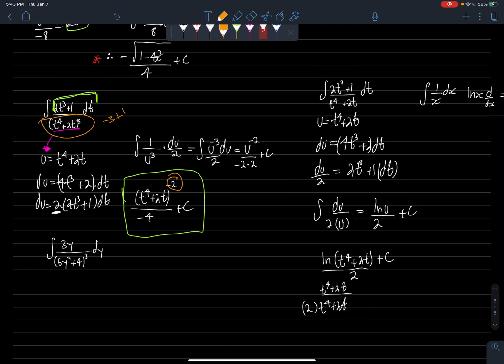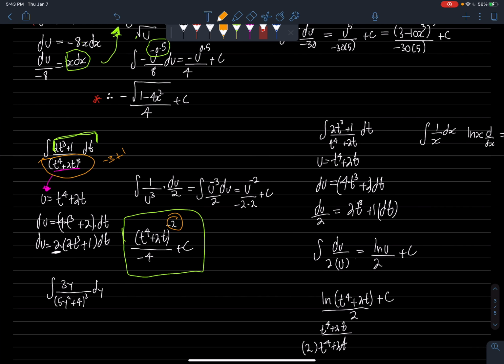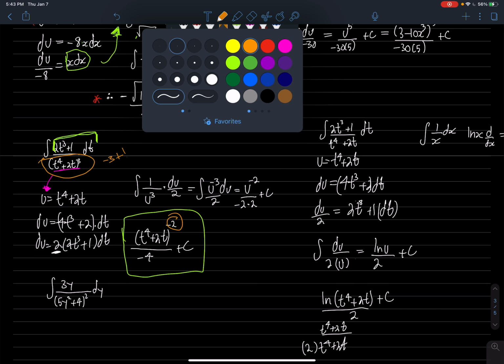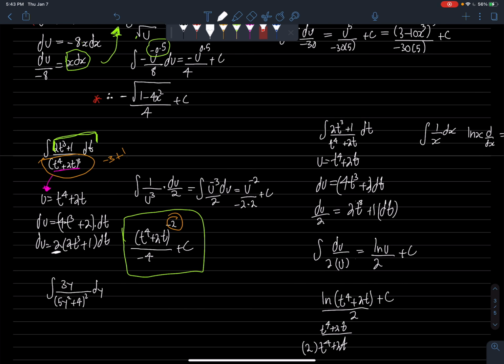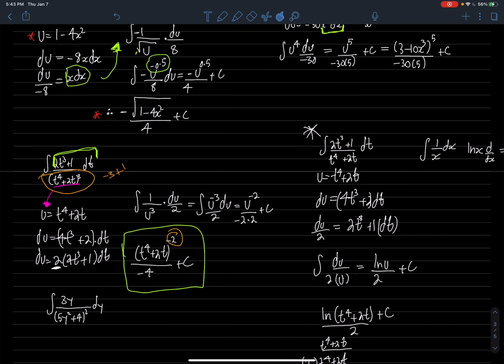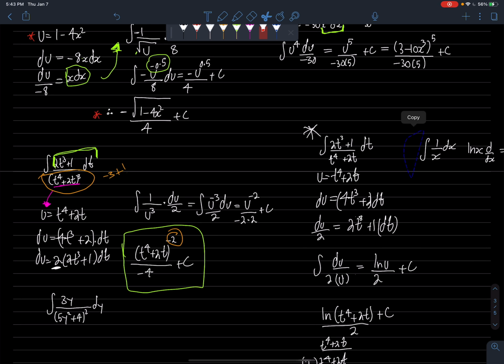Right? Now let's do this one. Okay. So over here, right, we have 2t cubed plus 1 over t to the 4 plus 2t. It's the same one as that one, except on the bottom, it's not a polynomial or a rational, right? So before we start this one, this identity is very important to note. Very important to note this identity, right?